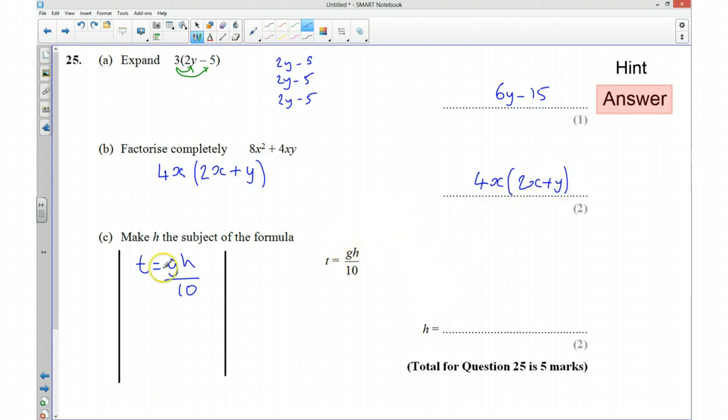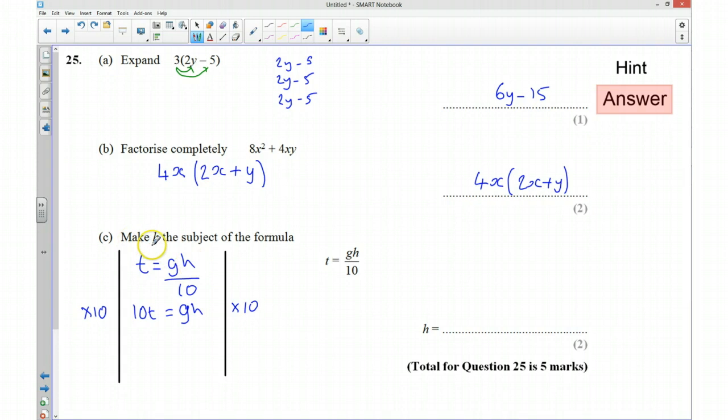Okay, for part C it says make h the subject of this formula. So I've got t is equal to g times h divided by 10. So I'm going to start off by multiplying both sides of this formula by 10. So times 10 there, times 10 there. So that means this here is going to become 10t, and this here is going to be equal to just gh.